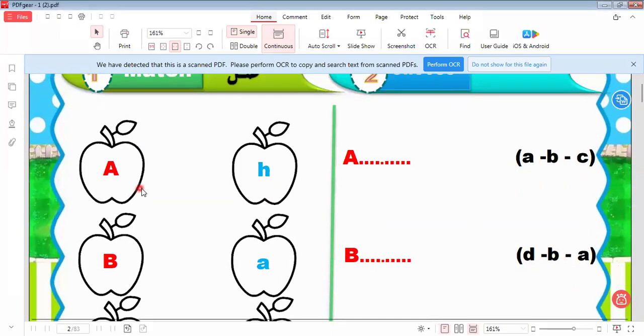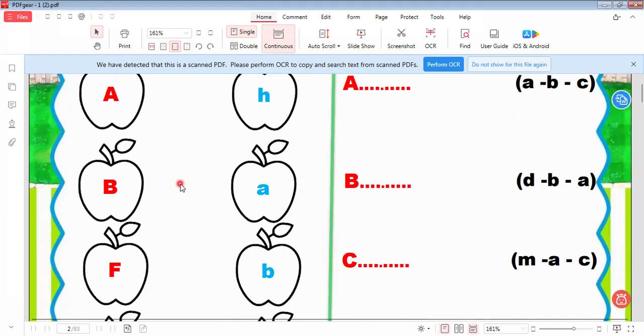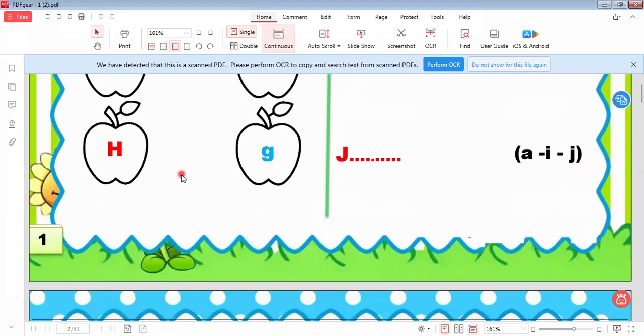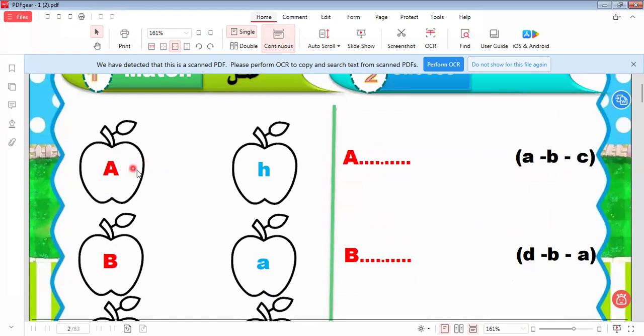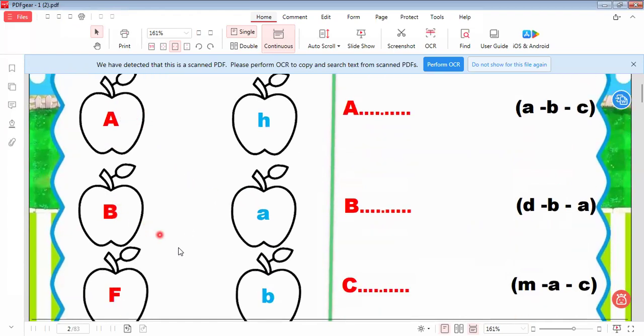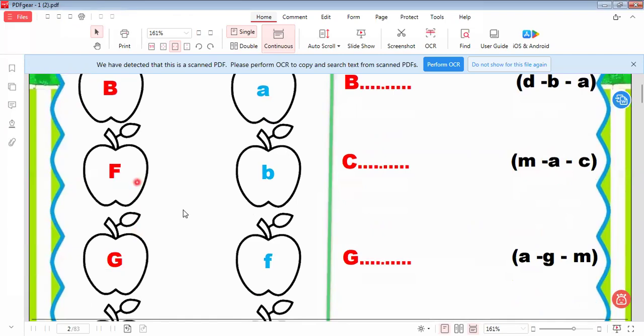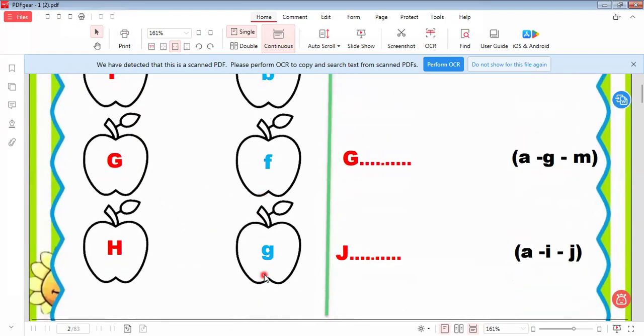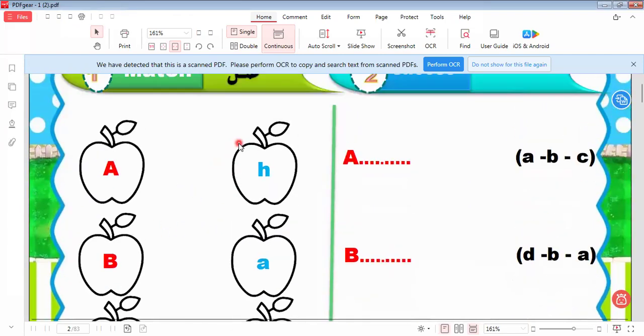Okay, here we have to match the capital letter by the small letter, or the uppercase by the lowercase. Here is capital A, where is the small a? This one. Capital B, where is small b? This one. Capital F, where is small f? This one. Capital G, the small g. Capital H, by what? By small h.